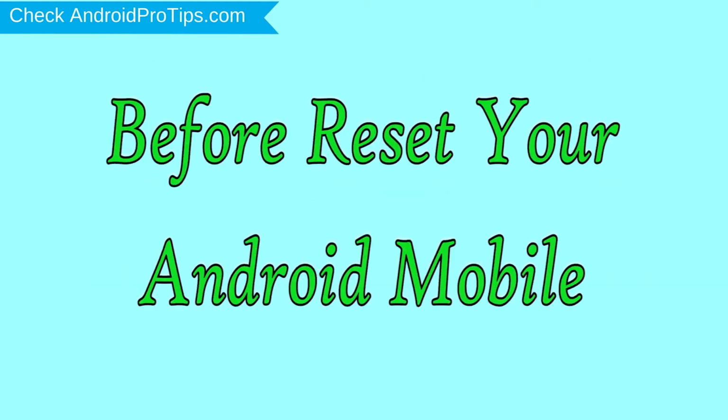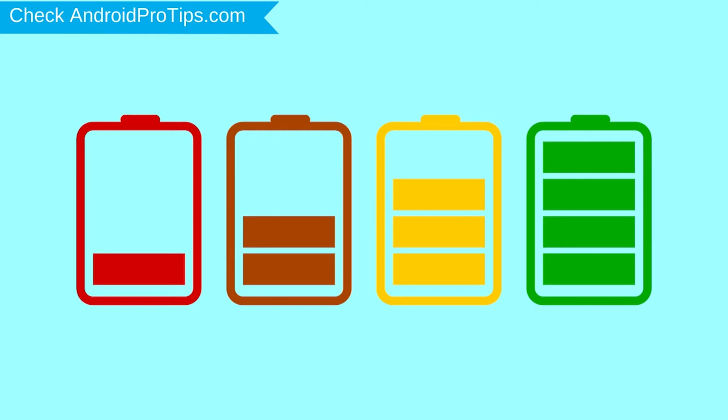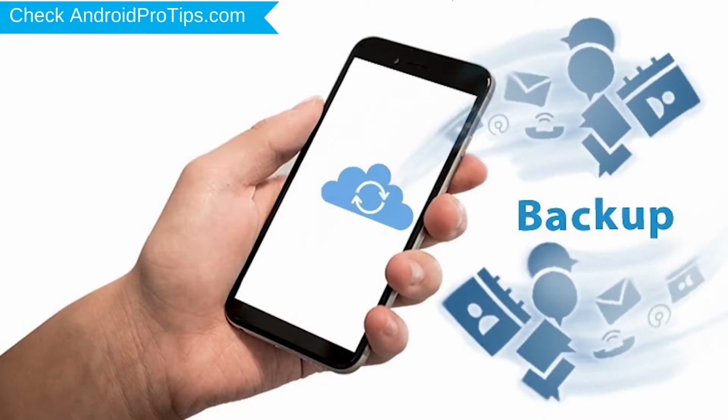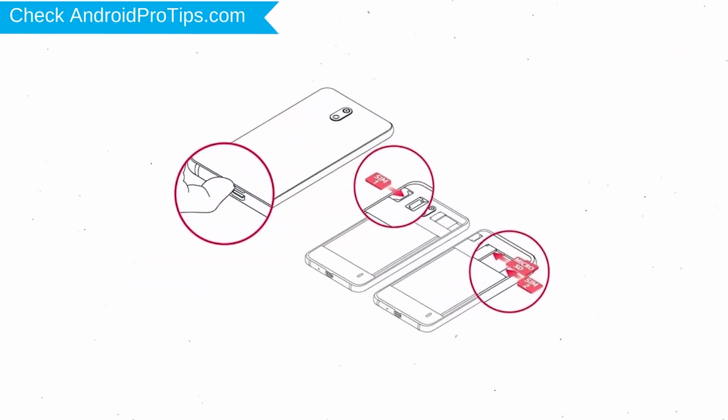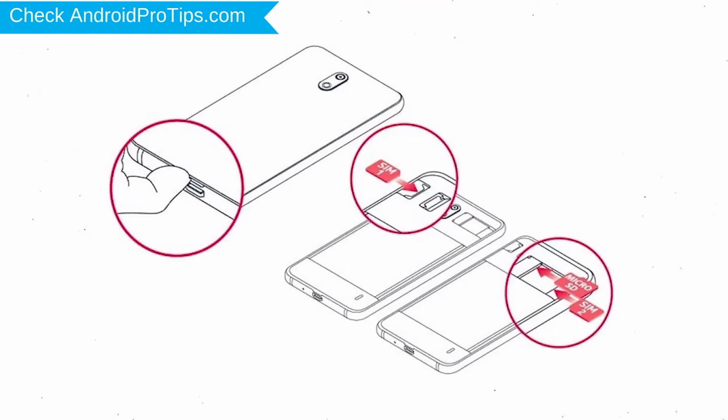Before resetting your mobile, charge it if the battery is less than 50%. You need to make sure that the data on your device is backed up so you do not lose valuable photos or documents. This will delete all your mobile data, so you had better back up all important data and remove the SIMs and SD card.